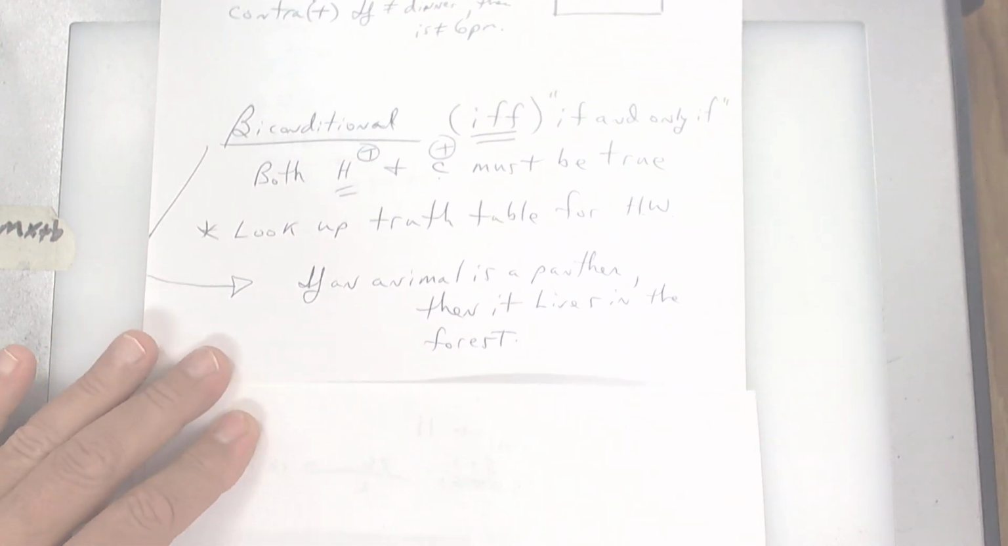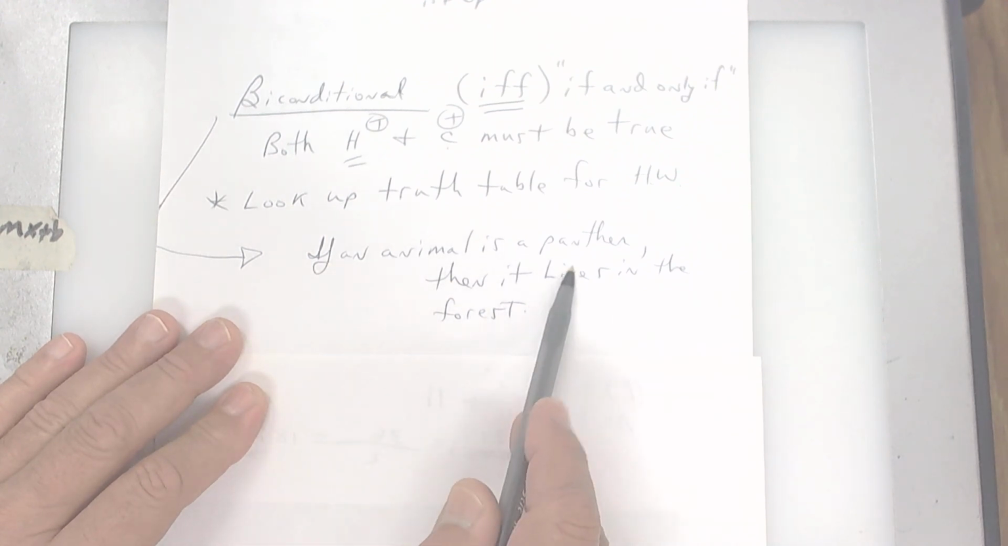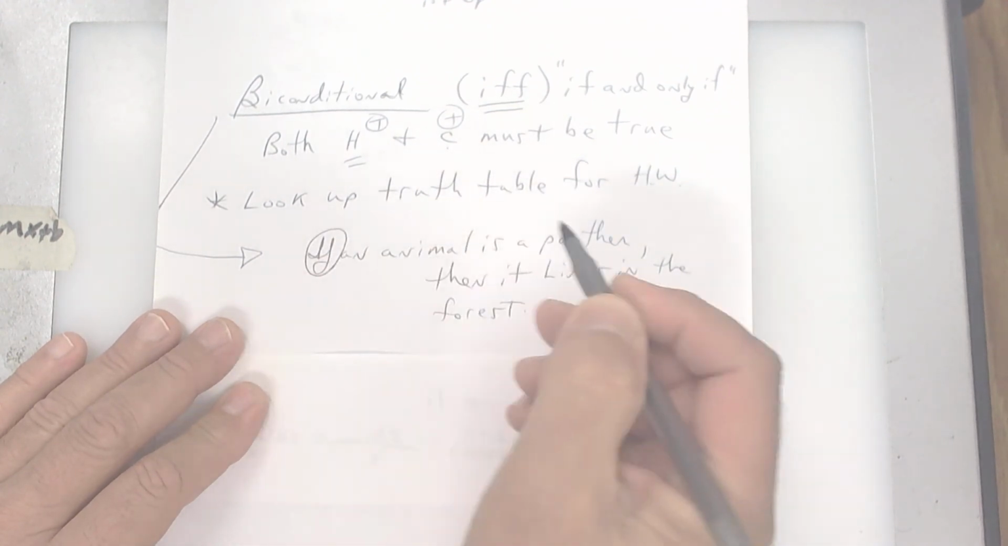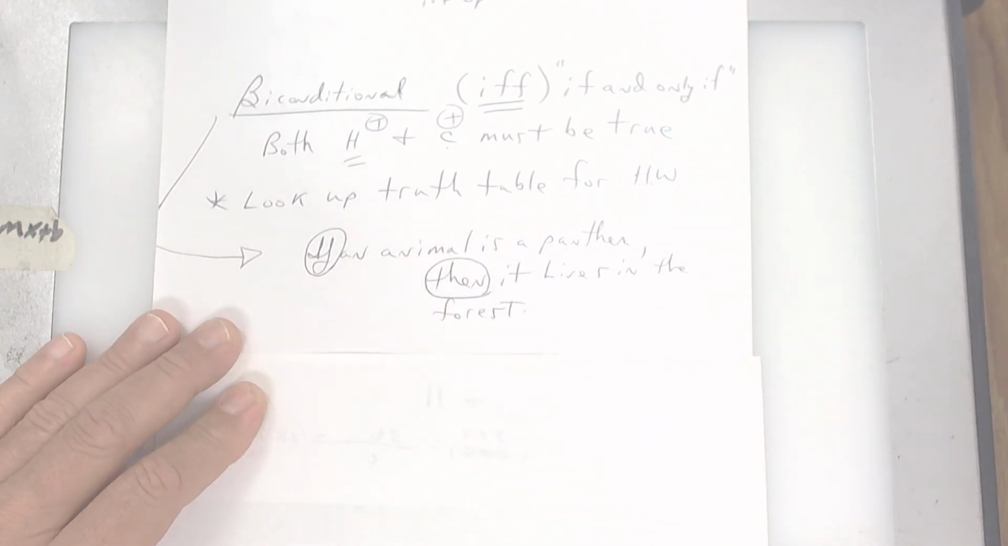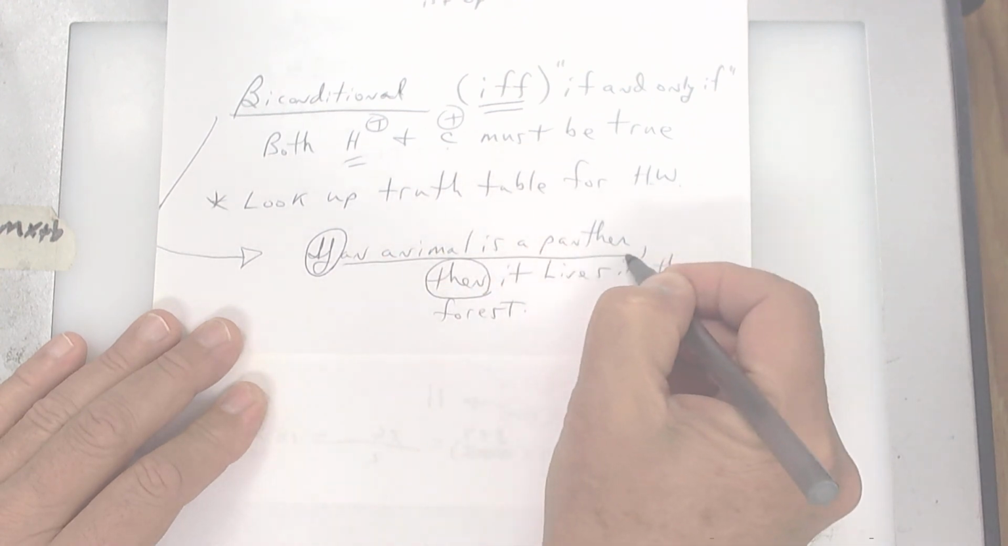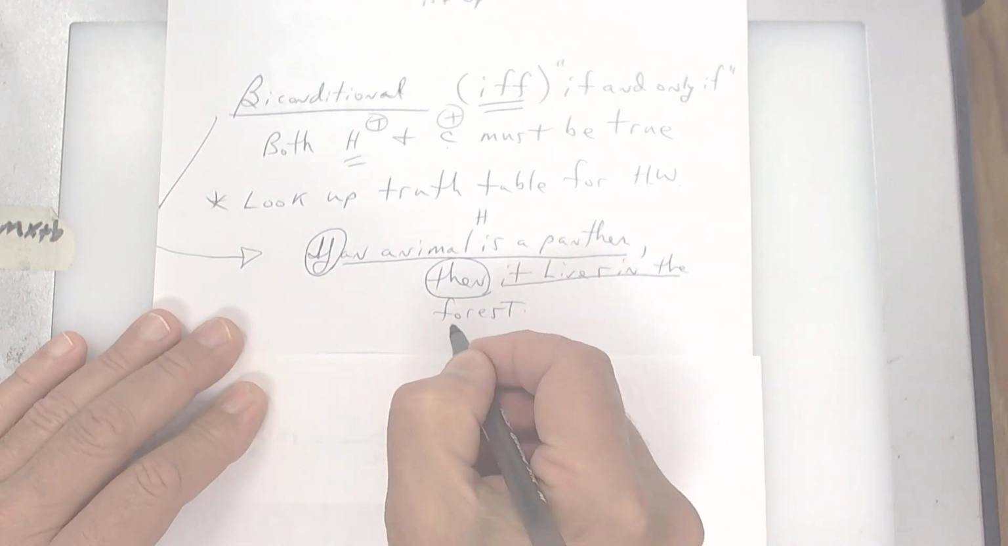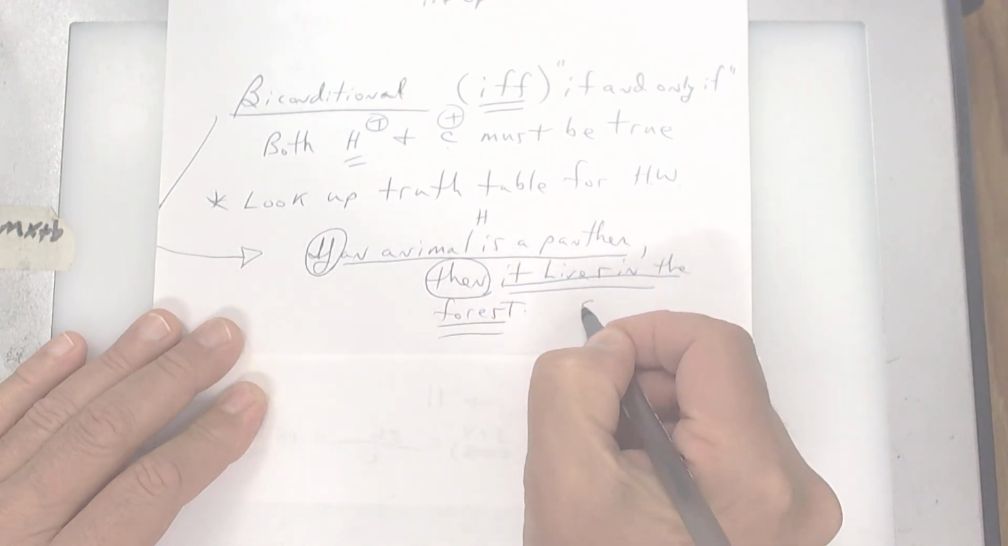All right, so look here. If an animal, let's circle the word if and let's circle the word then. Which one is your hypothesis? Remember, after the word if is your hypothesis. Underline the conclusion. Now again, if you include the word if and then, you're going to miss it on the EOC, so make sure you don't.